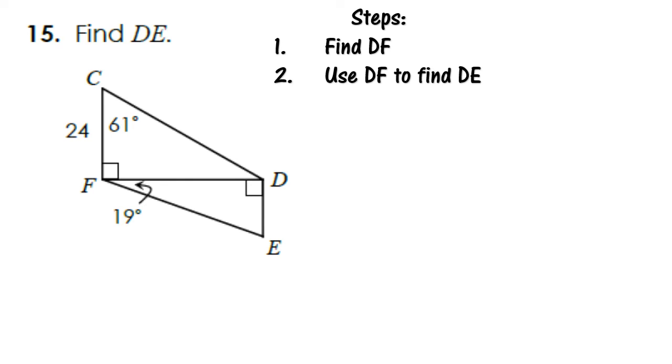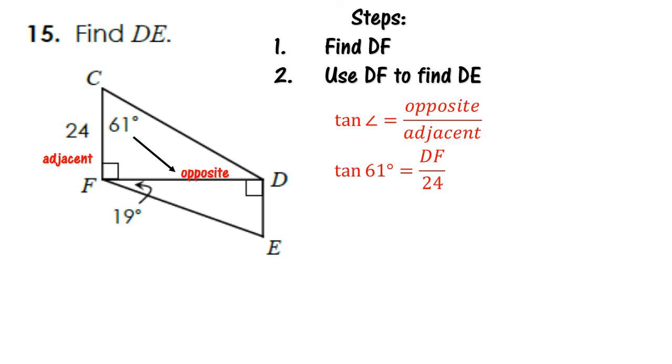So if I'm looking for DF, first thing I do is I identify that across from 61 is the opposite side and the 24 is the adjacent side. Since I have opposite and adjacent, I'm going to use tangent. So the tangent of the angle is equal to opposite divided by adjacent, or the tangent of 61 is equal to DF divided by 24. To get DF on one side by itself, I multiply both sides by 24. So DF is equal to 24 tangent 61. And if I plug that straight into my calculator, I get that DF is equal to 43.3.